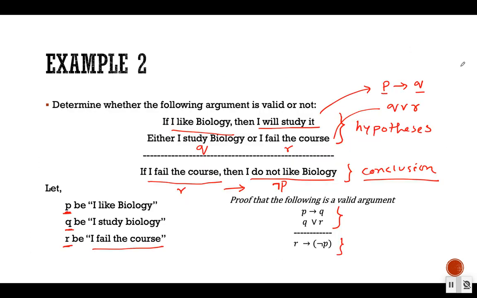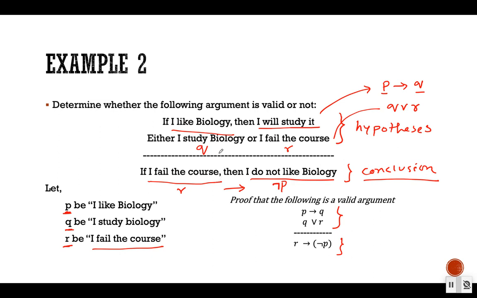All right, now look at this argument, and if we just look at the English sentences, what do we see? It is saying that if I like biology, I'll study it. Okay, either I study biology or I fail the course. All right, now given that is true, if I fail the course, does that really mean that I do not like biology? Even if I fail the course, it can mean that I didn't study biology.